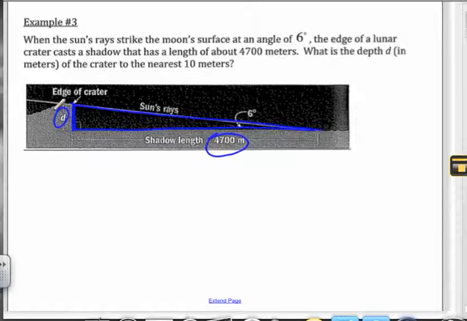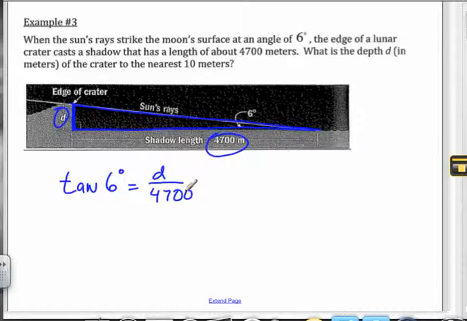So if you find the tangent of 6 degrees. The tangent of 6 degrees is equal to what? D, the opposite, over 4,700. The opposite over the adjacent. Do you agree? Does that make sense? Yeah. The tangent of this angle is equal to the opposite side, which is D, over the adjacent side, which is 4,700.